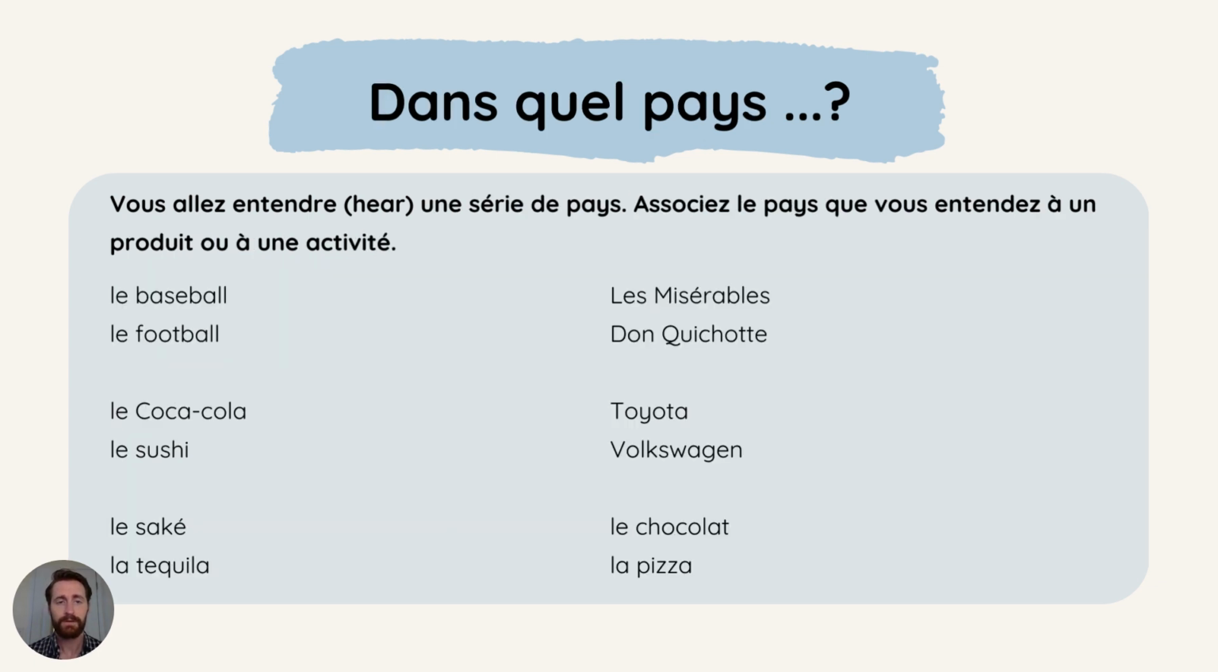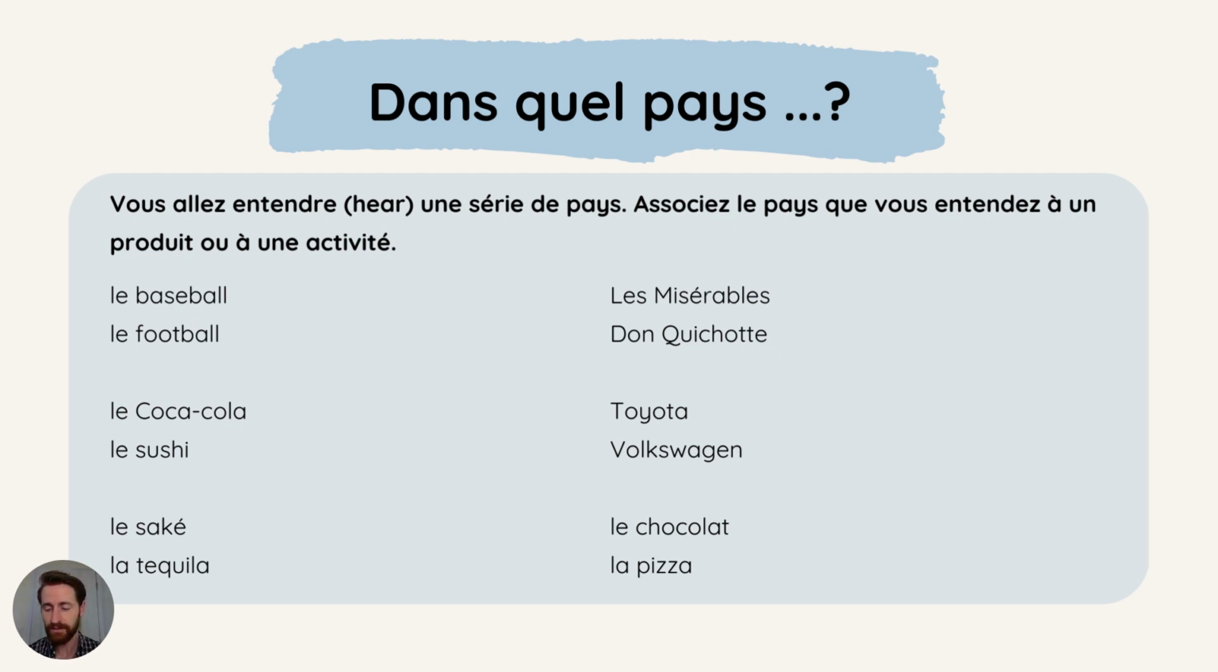Ok, une autre activité. Vous allez entendre une série de pays. Associez le pays que vous entendez à un produit ou à une activité. So here we've got a list of products or activities, and it's up to you to associate the country that I'm reading with one of these products, people, or activities.